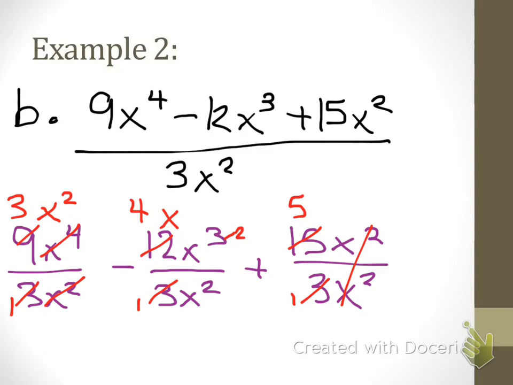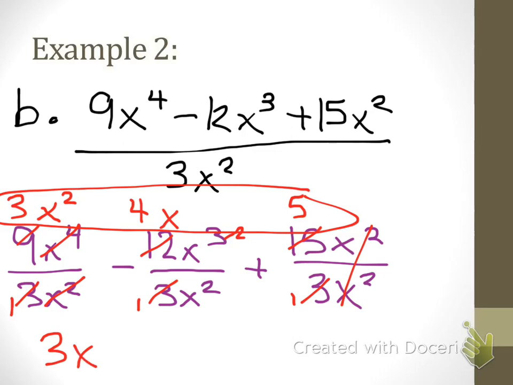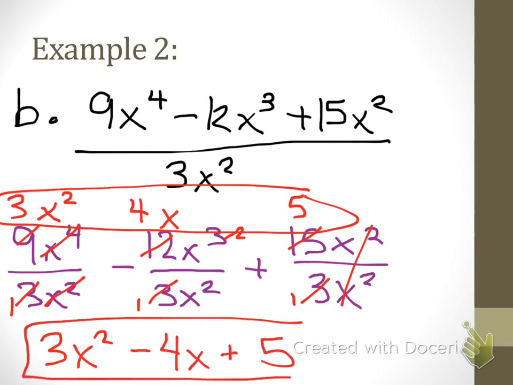So now, this is the part that you're left with up here, and now you're going to rewrite it. 3x squared, you have nothing left in your denominator, minus 4x plus 5, and it is already written in standard form.